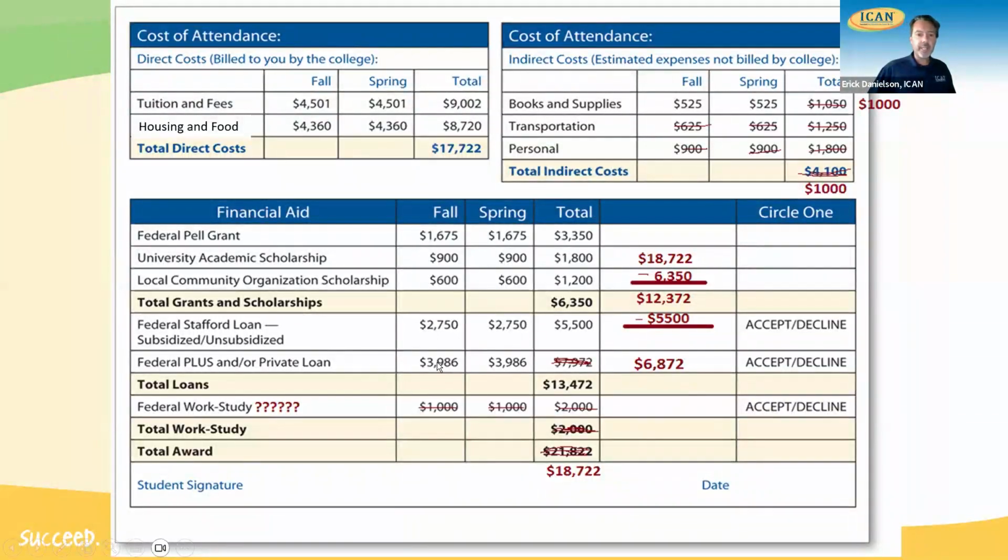Now you see on the financial aid offer here, there was a little bit more that they might be able to receive from that. But we're not going to utilize this full number here. We're going to say you don't need to borrow the $7,972. It's more like 6,872. Just one way of helping keep a little bit less money that you have to borrow.